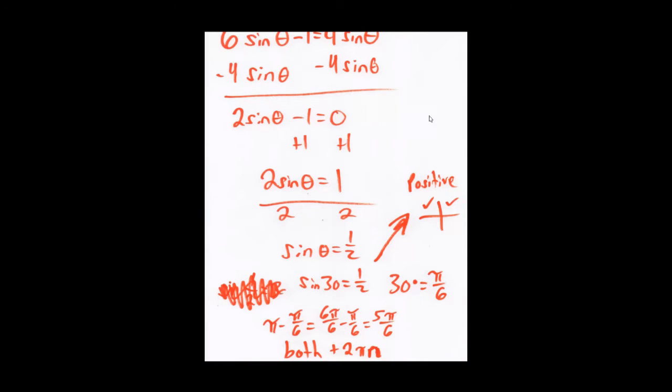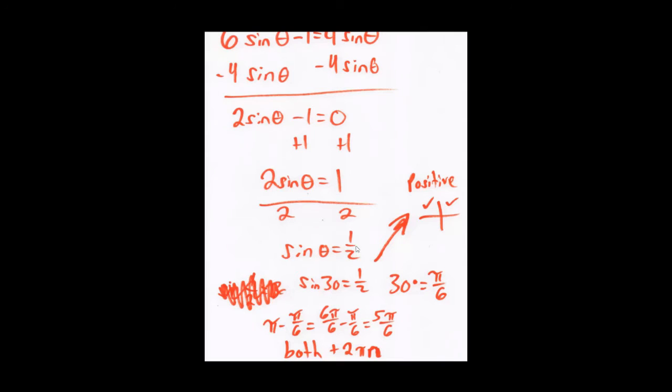Here we have the math drawn out on that one for you. That was 6 sine theta minus 1 equals 4 sine theta. We subtracted the 4 sine theta from both sides of the equal sign to keep everything nice and balanced. We get 2 sine theta minus 1 equals 0. We went ahead and added 1 to both sides. We do get 2 sine theta equals +1. We divided both sides by 2 to get sine of theta equals 1/2.